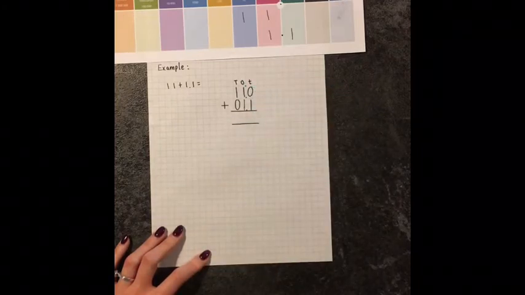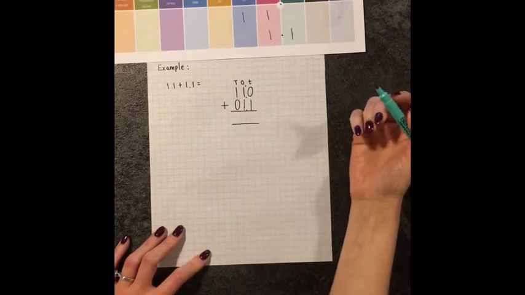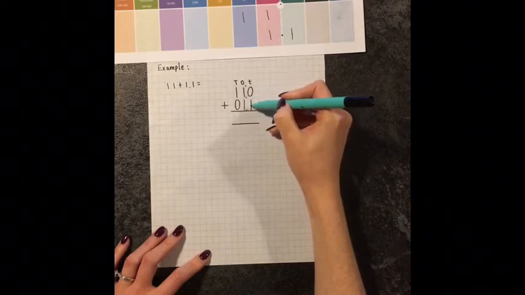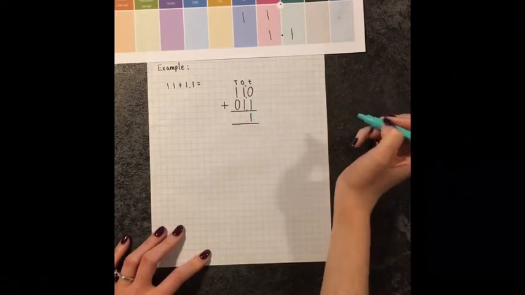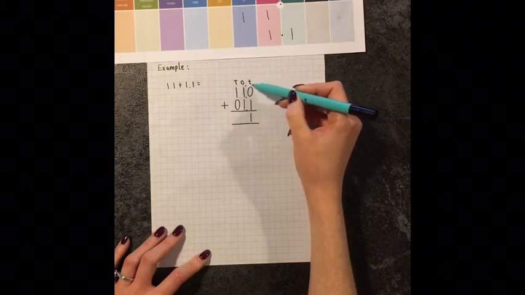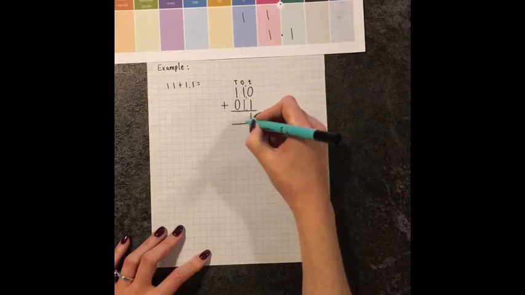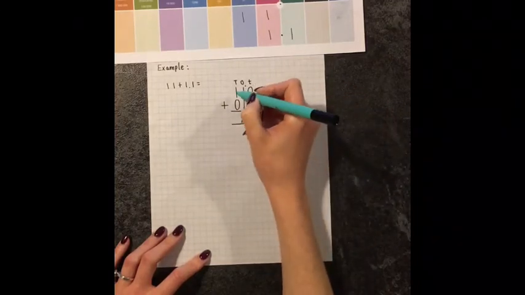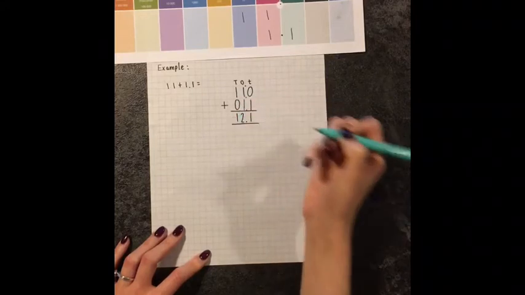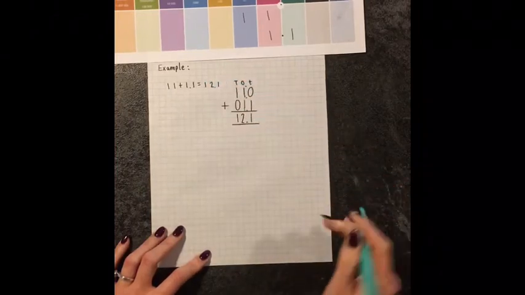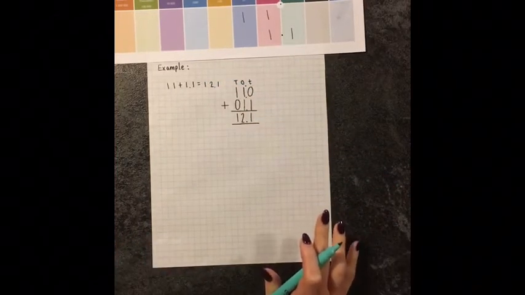Now that I'm happy that they're in the right order, I'm going to go ahead and add them. So I have 0, add 1 is 1. Now normally it would be the ones column where you start when we add, but it's the tenths column today because I've got tenths. Put my decimal point here. 1 and 1 is 2, and 1 and 0 is 1. 12.1.